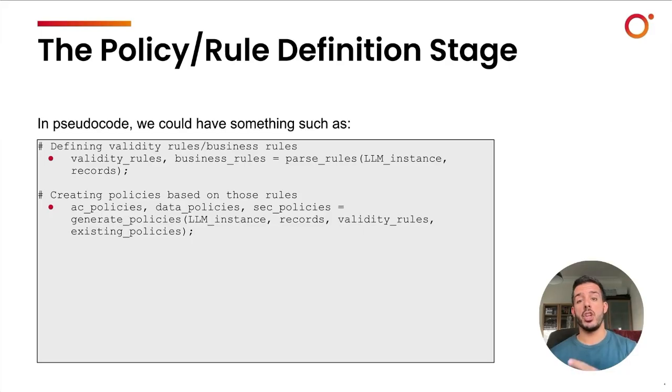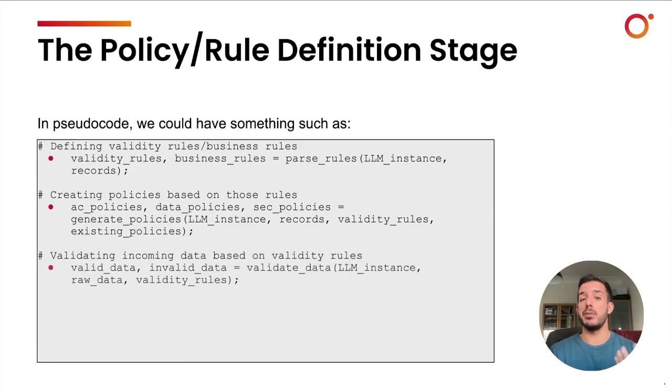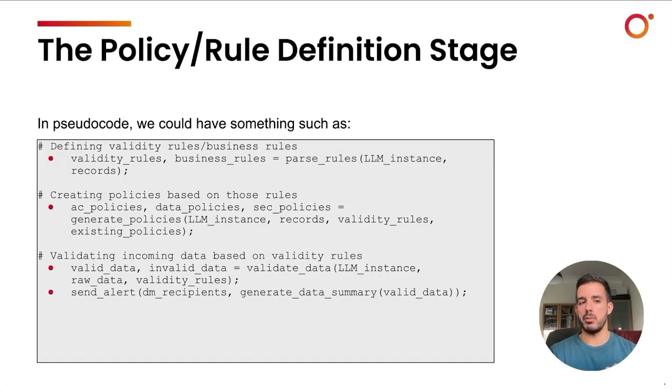Maybe we have a function that generates the policies based on the dataset, the LLM instance, the validity rules, and the existing policies, and then extrapolates the new policies for that dataset. It may take into account sensitivity, privacy and security, regulation, or whatever scope we may have here, right? We may even skip the policies altogether and just do the data validity rules. It depends on your specific use case and how much effort you want to put into creating this pipeline naturally. Then the step that would come afterwards is validating incoming data based on the validity rules, right? So we would have a function that validates new datasets based on the specific rules that we have.